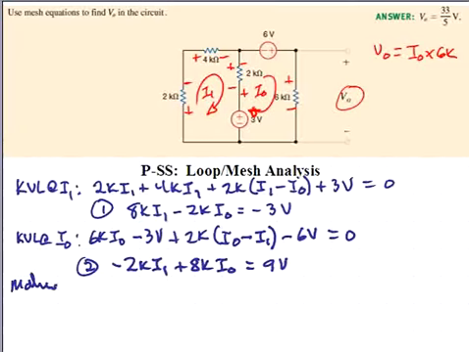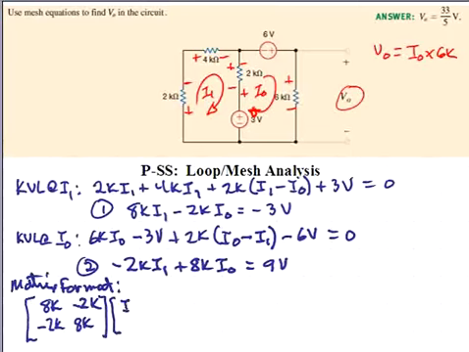We write this in the matrix format. We have 8K, minus 2K, minus 2K, 8K. This is our resistance matrix. The two currents I1 and IO. And that's equal to our voltage matrix, minus 3 volts, 9 volts.